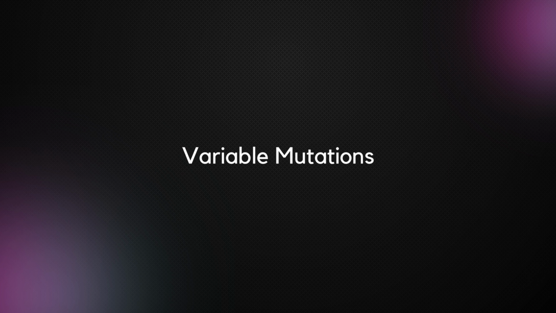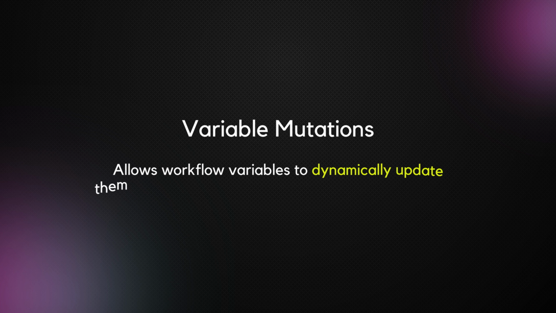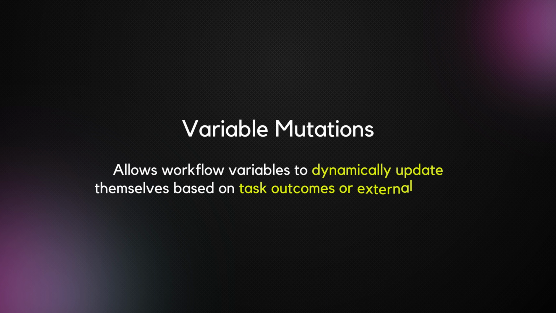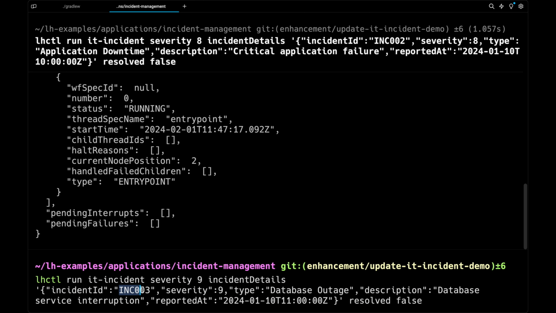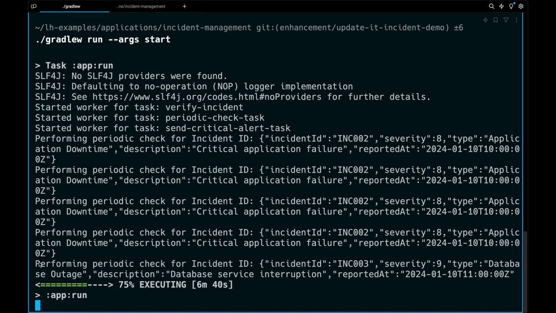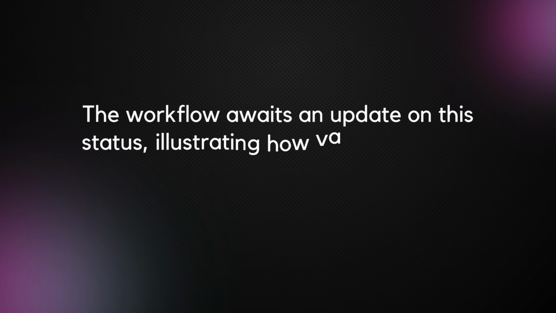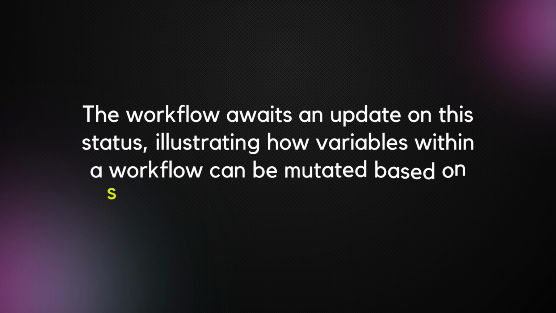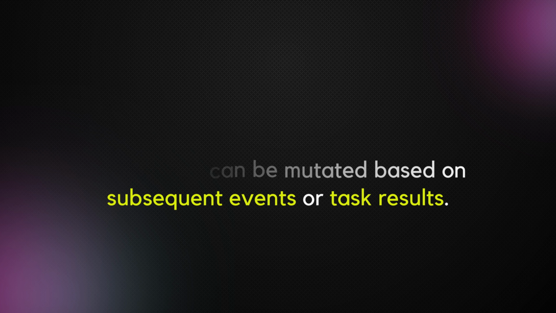We then demonstrate variable mutations, showcasing how workflow variables can be dynamically updated based on task outcomes or external events. This sets up an incident marked as unresolved. The workflow awaits an update on the status, illustrating how variables within a workflow can be mutated based on subsequent events or task results. So for that to happen, we will run this command and then trigger an external event in a minute to mutate the variable.